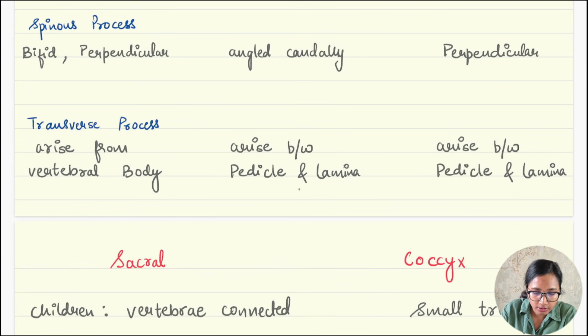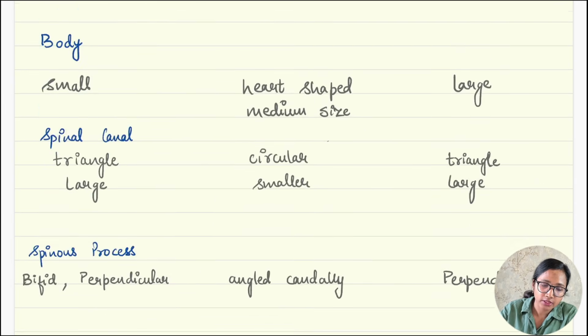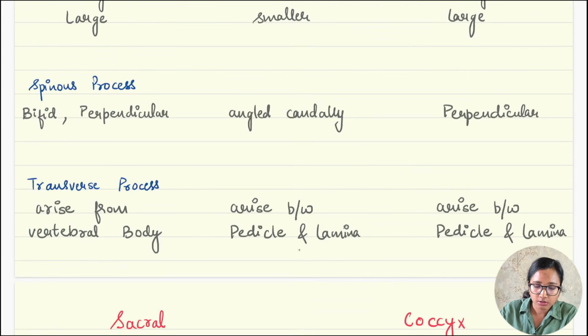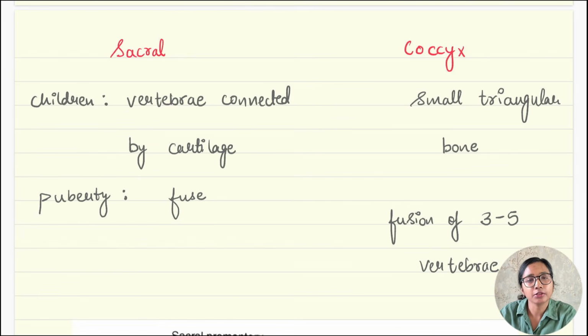The transverse process arises from the vertebral body in cervical vertebrae, and there is a transverse foramina in cervical vertebrae as well. This is the transverse foramina. In thoracic and lumbar vertebrae, the transverse process originates from between the pedicle and the lamina. Talking about the sacrum and coccyx, in children, the sacral vertebrae are joined by cartilage, but as puberty is attained, they get fused. And the coccyx is a small triangular bone which is the fusion of 3 to 5 vertebrae.